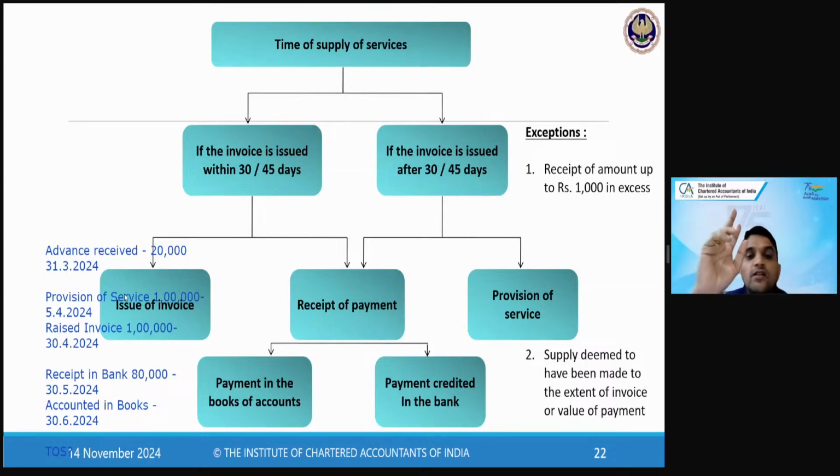So what does it mean? You will have two time of supply. For 20,000 rupees, you will have one time of supply. And for the balance 80,000 rupees, you will have a different time of supply. So wherever you're receiving advance, that is important that you have to determine the time of supply for advance separately and for the balance separately. So what is the answer?